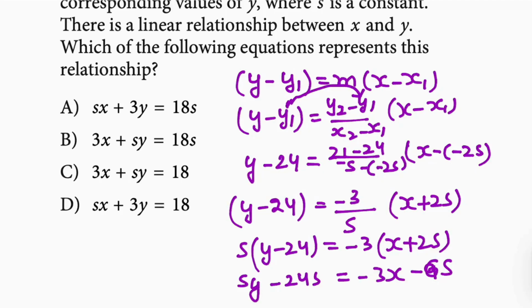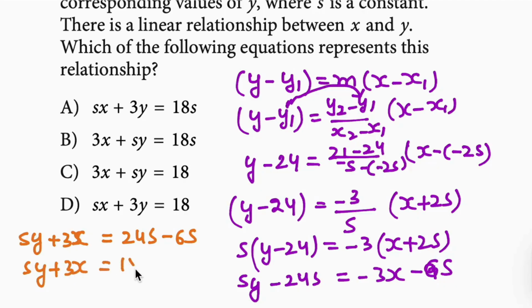Okay, let's do it here. So sy, adding 3x on both sides, and adding 24s on both sides: sy plus 3x is equal to 18s. sy plus 3x is equal to 18s. Okay. This is sy, right? So B is the right option.